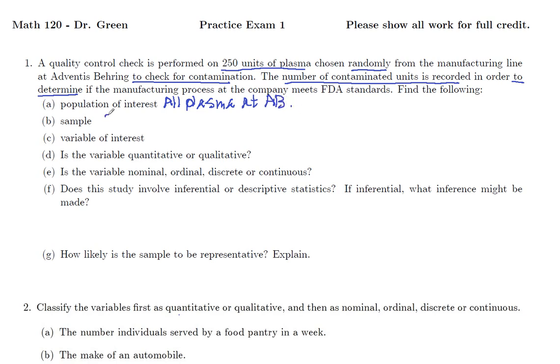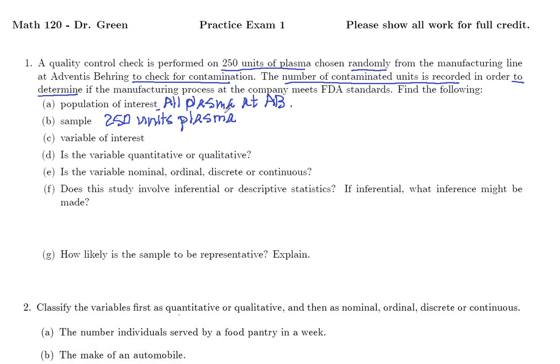Your sample would be the 250 units of plasma. So it's not 250 units of M&Ms here. So you got to be specific and tell the specifics of the sample here.